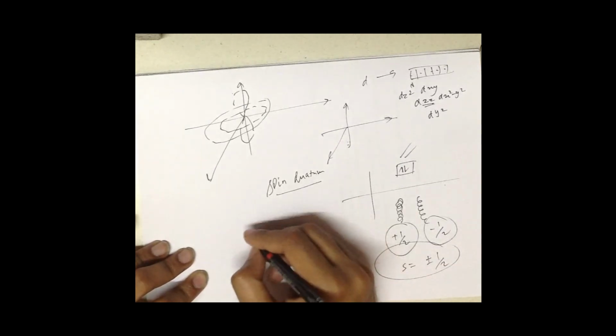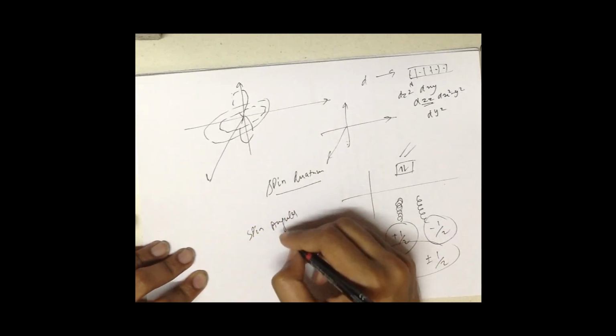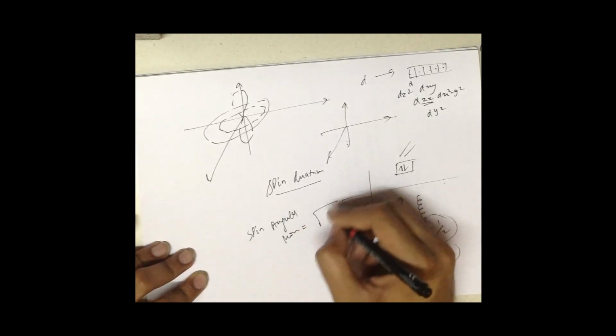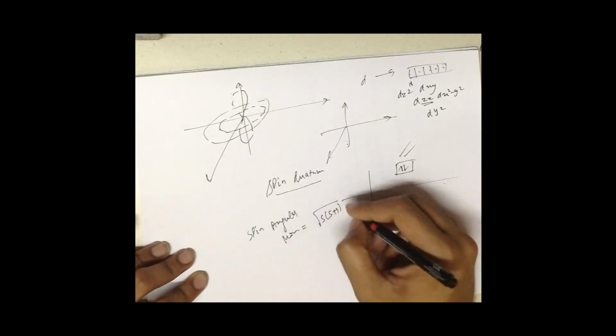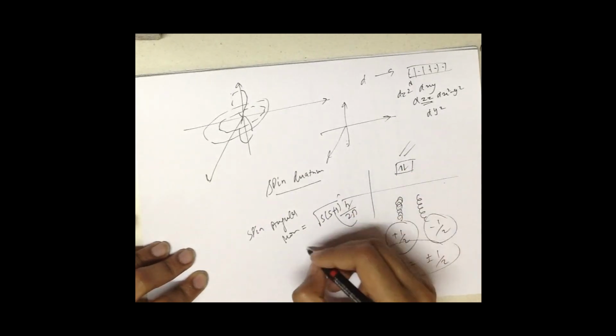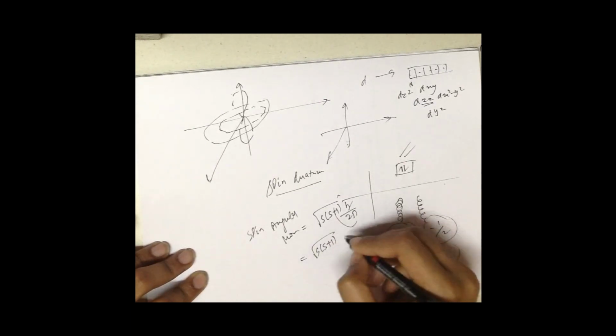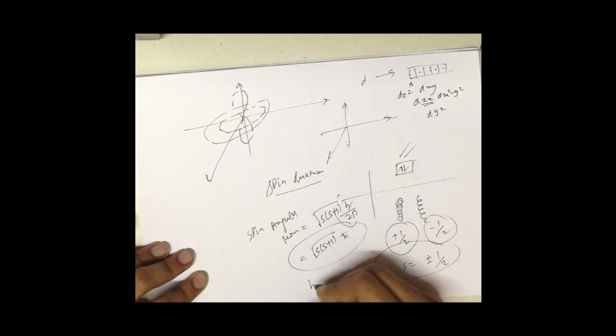Now if we have to calculate the spin angular momentum, we have the value under root of s into s plus 1 times h upon 2 pi. h is the Planck's constant, and we also denote h upon 2 pi by h bar. So the value of h bar is equal to h upon 2 pi.